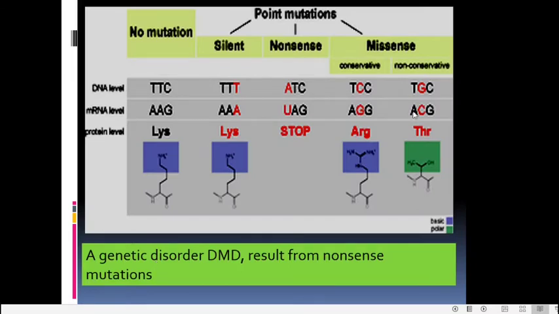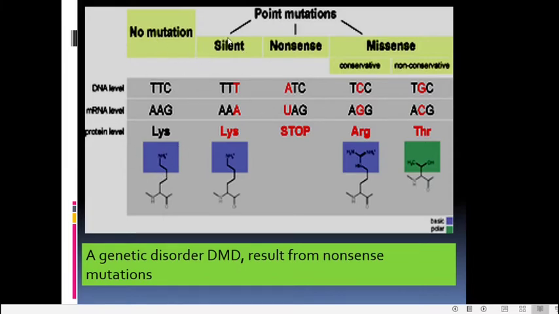Now these point mutations, we can classify them as silent, nonsense and missense. So how can we distinguish among them? Here we will go to the normal gene, which is TTC at the DNA level. Its mRNA transcript will be AAG, which codes for the amino acid lysine. So this is the normal case.